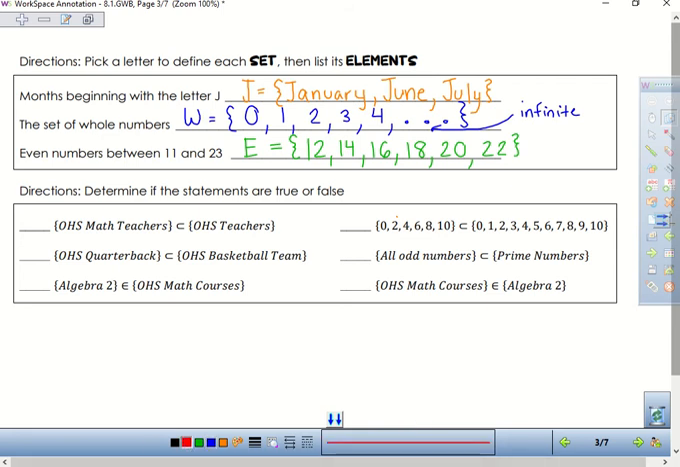Any questions about that? Yes. Why is it not infinite? This one, why is it not infinite? Because, yeah, it's between 11 and 23. Does that make sense? Okay.